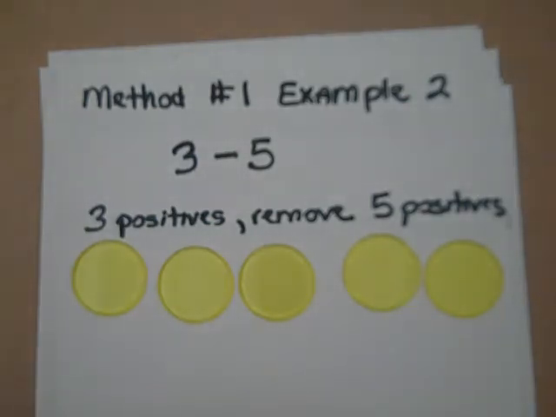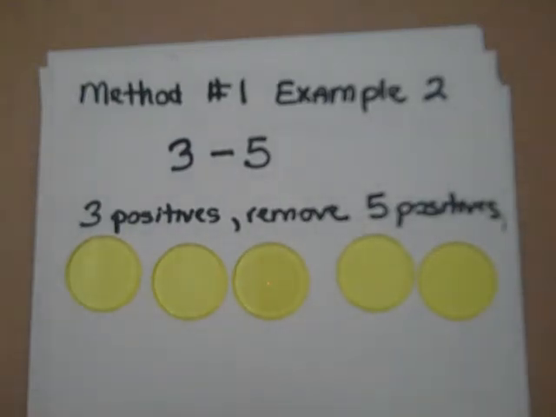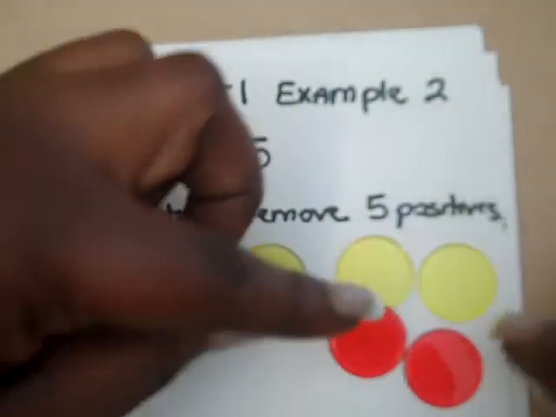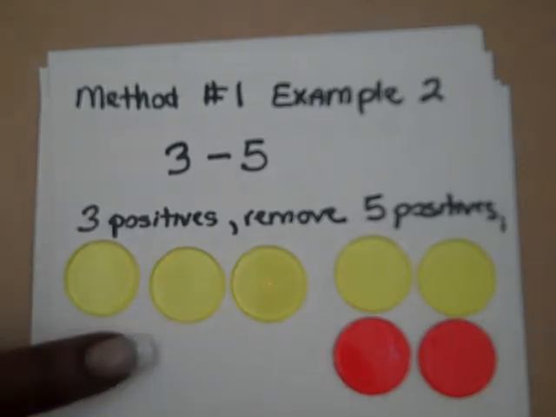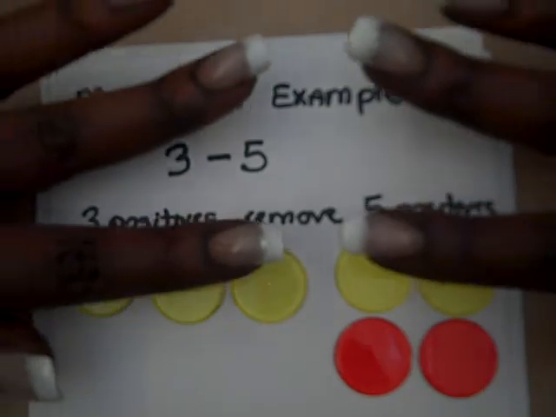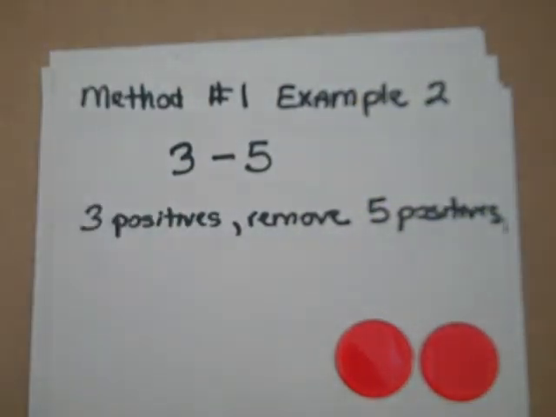Now, since we've put in 2 positives, in order to keep the model balanced at positive 3, we have to put in 2 negatives as well. So now we have enough counters to do the problem. 3 positives, remove 5 positives, and what you're left with is negative 2.